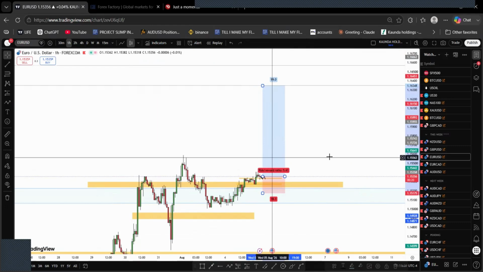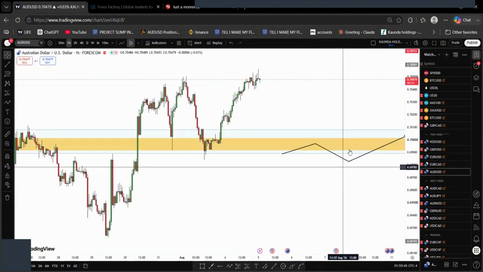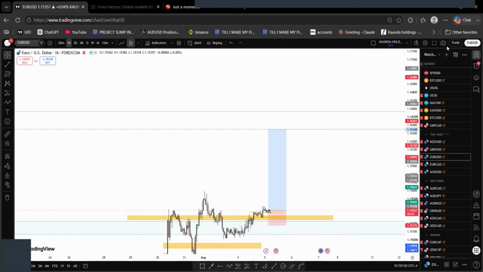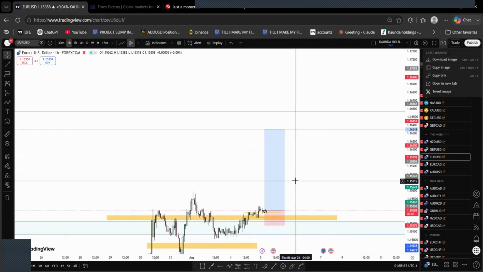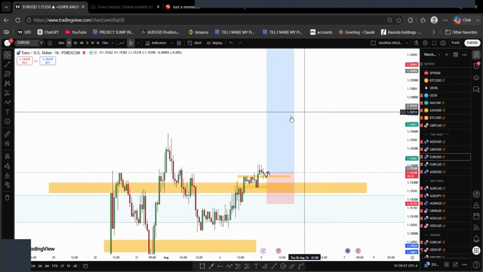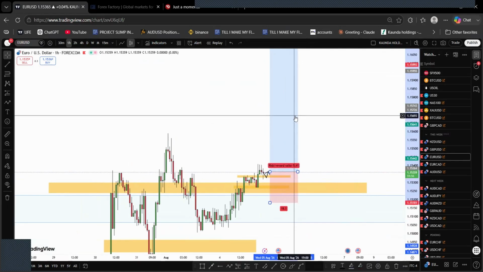Okay. Euro card price never retested. AUD card price never retested. So for this one, we have this, though it was the Asian session, so hopefully I can get another chance to enter during London Open. Okay. But the way it's ready to buy.